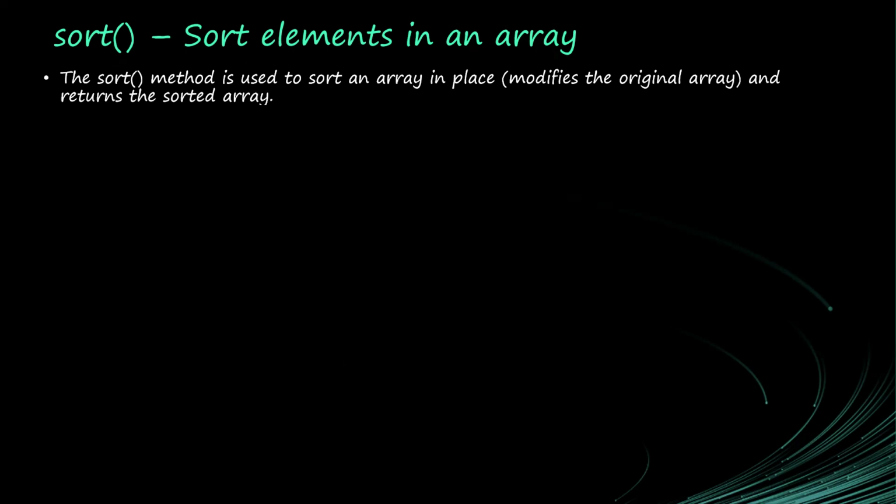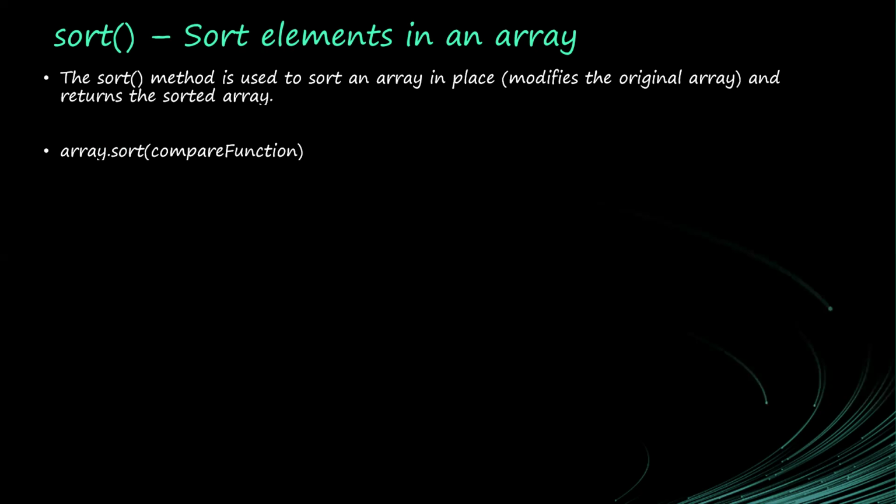So let's say you have your student scores and you want to sort them based on who came first, who came second, who came last. So you're going to sort it. You can sort it in ascending order. You can sort it in descending order. So let's take a look at how it works.